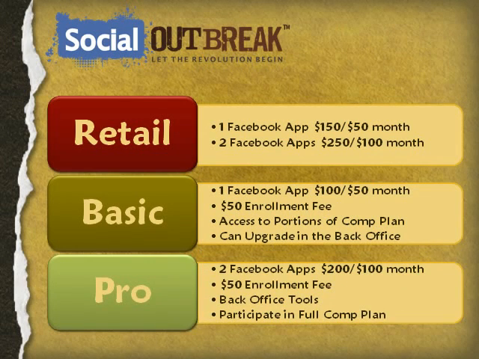The Pro IBO purchases 2 Facebook application downloads for $200, pays $100 per month auto pay, and they pay the same $50 enrollment fee. They have access to all of the great back office tools, and of course, most importantly, they can participate in the full compensation plan.